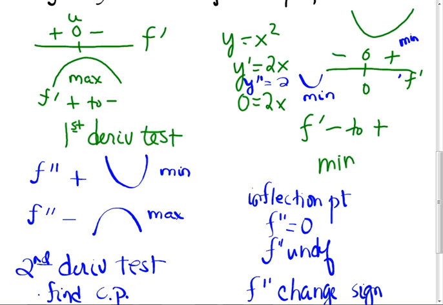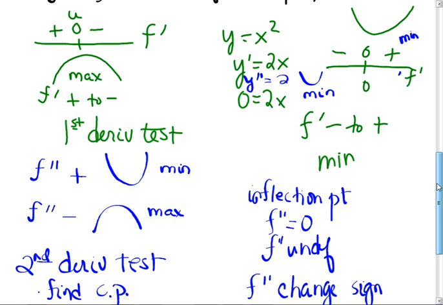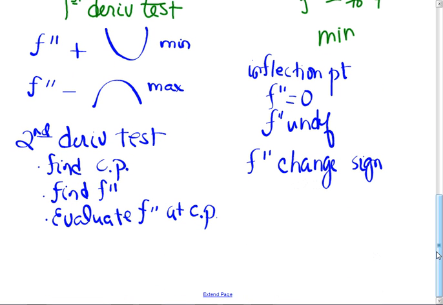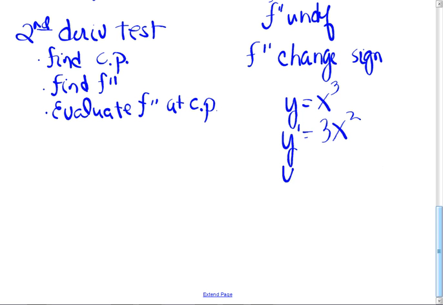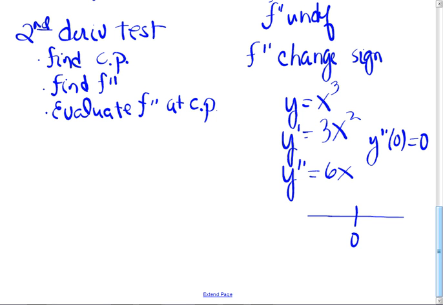What if it's, let's say, x cubed? There is no maximum or minimum for x cubed. So y equals x cubed, y prime is equal to 3x squared, and y double prime is equal to 6x. It's 0 here at 0. So if you do y double prime of 0 and you get 0, you know nothing. You have to get a positive or negative to really know. Second derivative test fails. It doesn't work out every time.